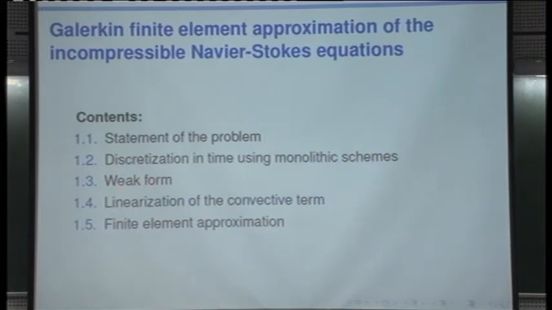The weak form of the problem, I will also spend some time to obtain the weak form. The linearization of the convective term, that's another ingredient that we need to approximate the incompressible Navier-Stokes equations. It's the first nonlinear problem that we see. I mean, the convection diffusion systems that we have seen are linear, and the Stokes problem is linear. So now this is a nonlinear problem. We will see the linearization. And then the finite element approximation using first the Galerkin method.